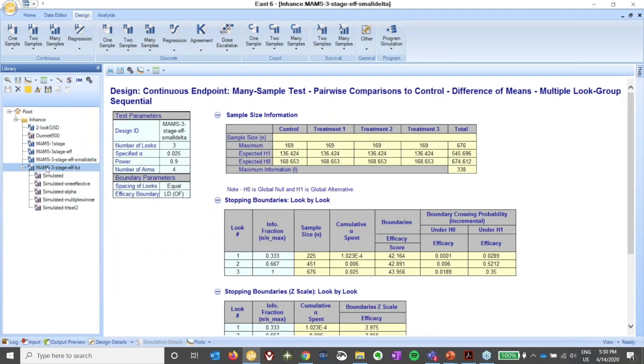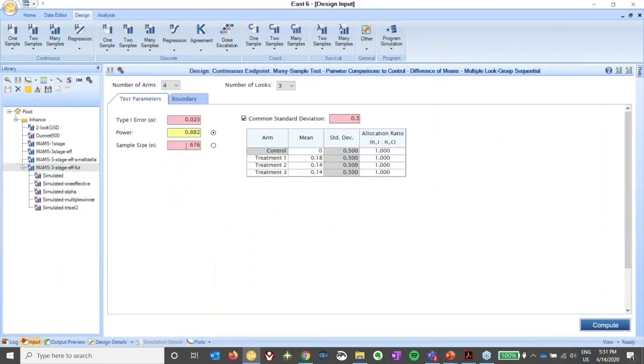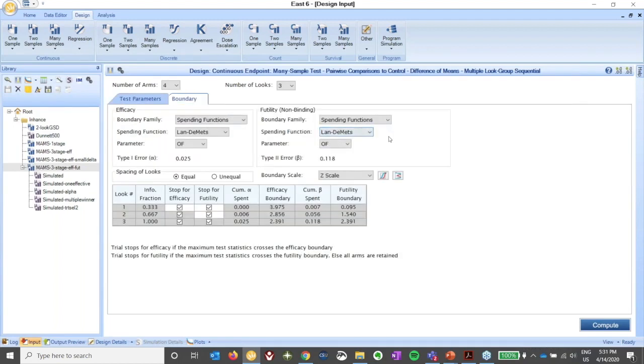The first thing that I did is I added a futility boundary. So I wanted to see what the same sample size that I used before for the efficacy-only approach, which was 676, would buy me in terms of power if I use also a futility boundary with the same Lan-DeMets version of O'Brien and Fleming stopping rules.